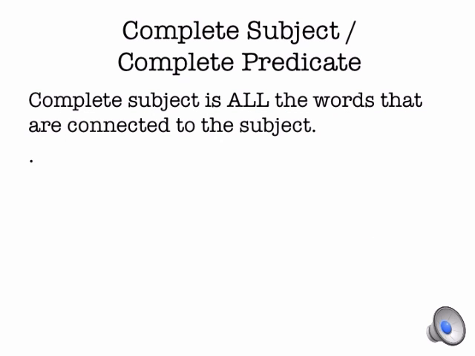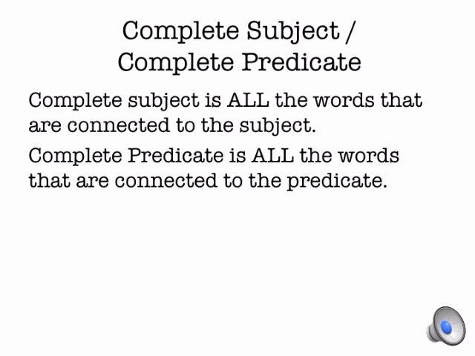So look at this simple sentence. The hero rescued the crowd. You can see the subject is the hero, and the predicate is the rest of the sentence, the action, rescued the crowd. This is what we call a complete subject and complete predicate. The complete subject is all the words connected to the subject, and the complete predicate is all the words that are connected to the predicate.